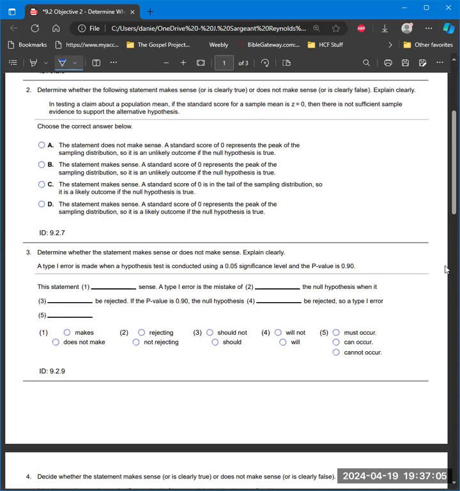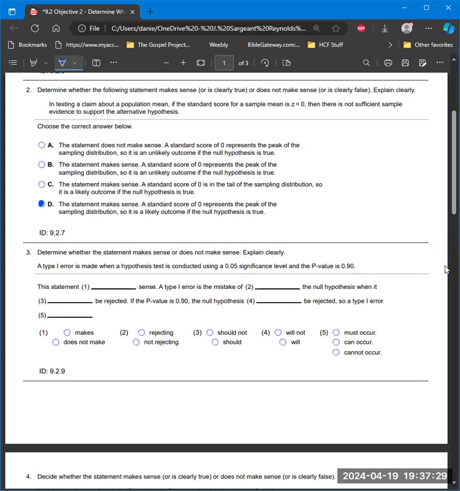To reject the null hypothesis, you would need to be in the tails, so you fail to reject the null hypothesis. So this is D. The statement makes sense. A standard score of 0 represents the peak of the sampling distribution, so it is a likely outcome if the null hypothesis is true.